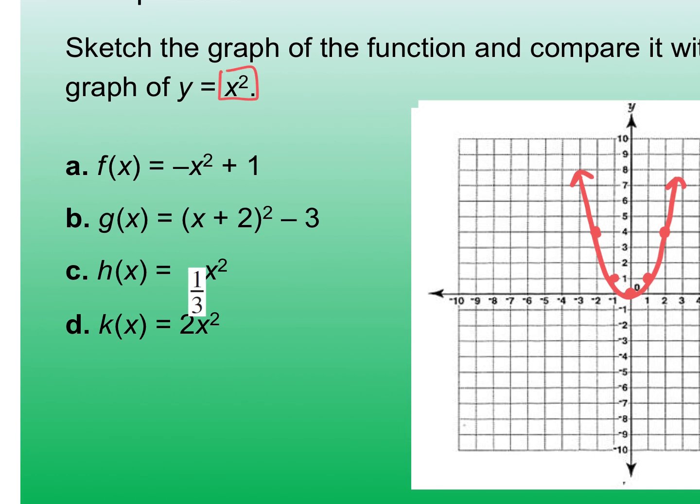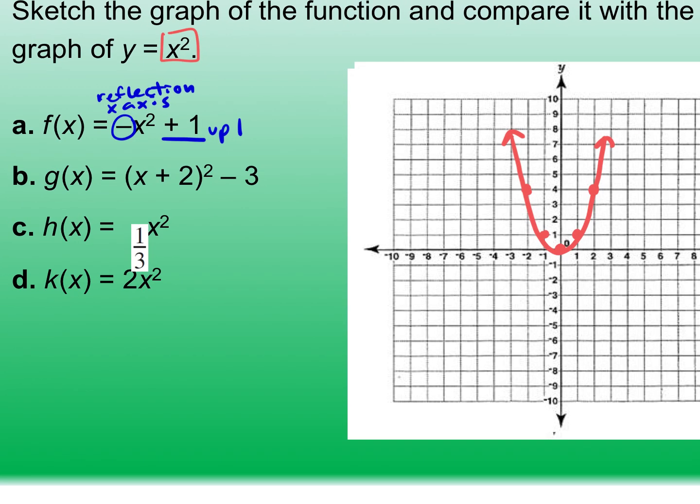For A, if we have a negative being multiplied to x, what way does that move our graph? What does that do to our graph? A reflection on the x-axis. What about if we add 1? Up 1. So we're going to do a reflection on the x-axis and then shift it up 1. So it's now going to open down, but we shift it up 1. So this would be our new parabola. That would be A.